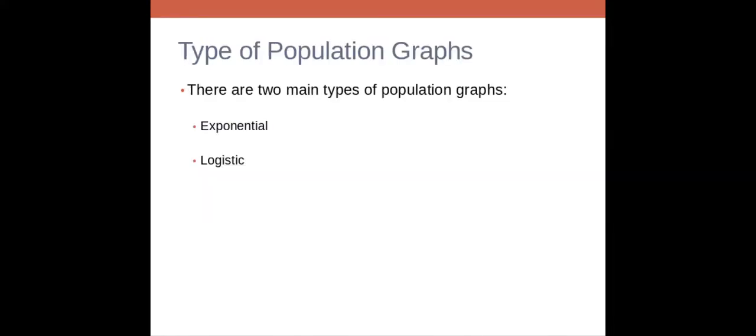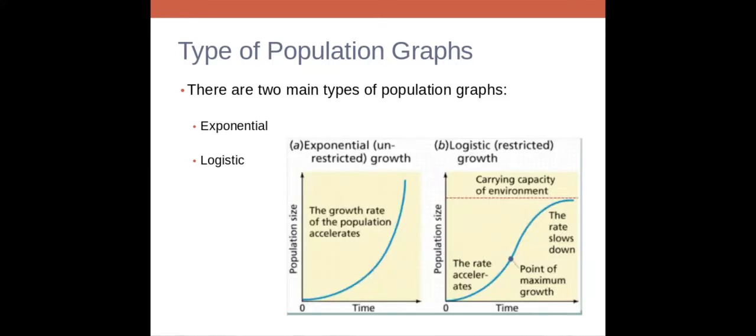When we look at population graphs, you are going to see two main types: exponential and logistic. Exponential graphs are sometimes called a J-curve because they look like a J. Logistic growth graphs are sometimes called an S-curve because they look like an S. We can see that exponential is unrestricted, whereas logistic growth is restricted, and we're going to talk about why that is.